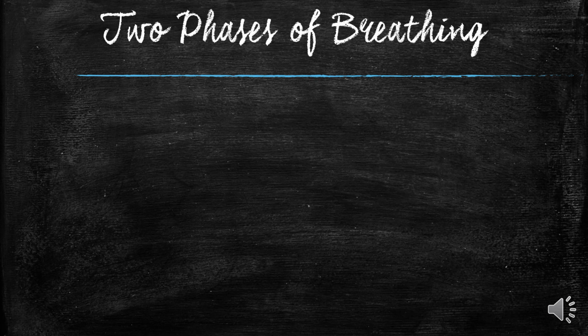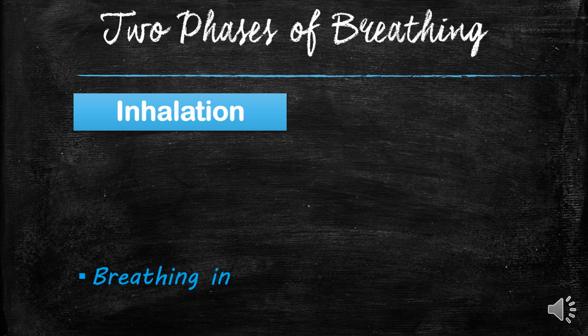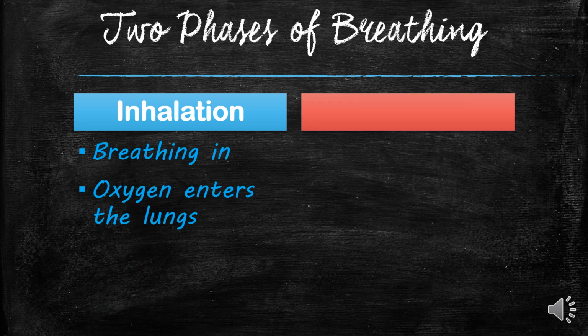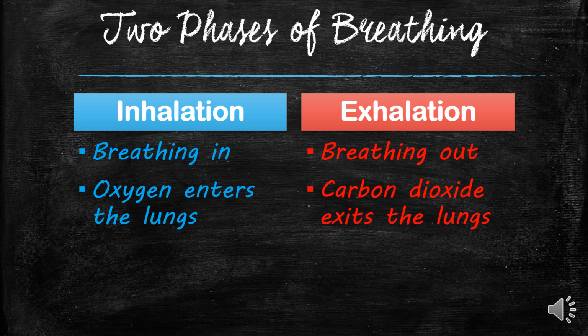There are two phases of breathing. The first one is called inhalation, or breathing in, and oxygen enters the lungs. Exhalation is breathing out, and carbon dioxide exits the lungs.